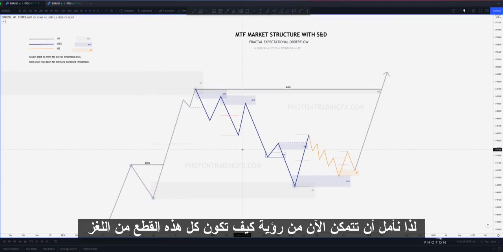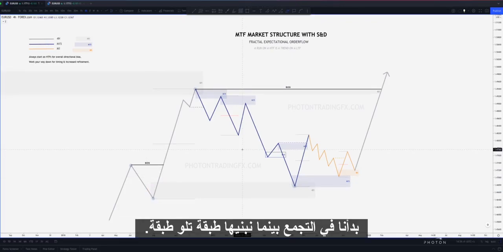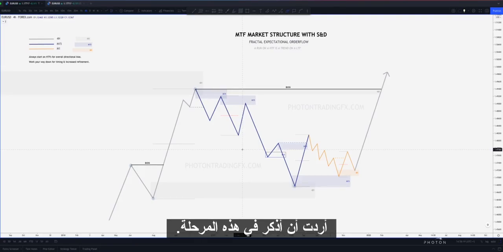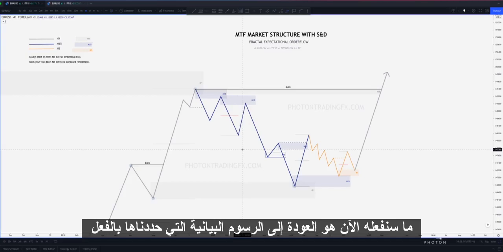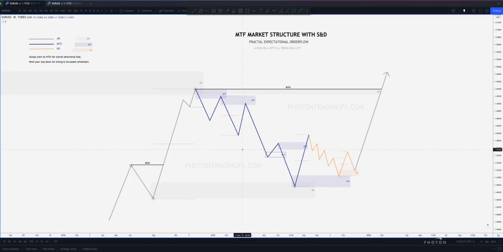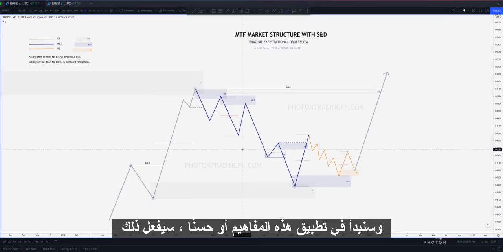So hopefully you can now see how all of these pieces of the puzzle are starting to come together as we build it layer by layer. So I think that's everything I wanted to mention at this point. What we'll now do is go back onto the charts that we've already marked up on EURUSD, and we're going to start to apply these concepts.